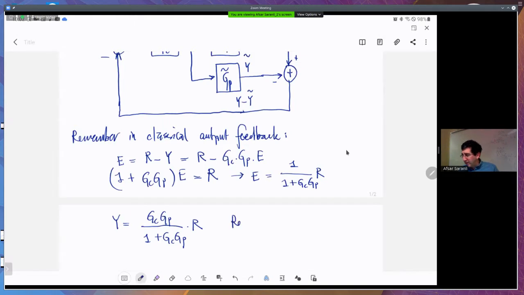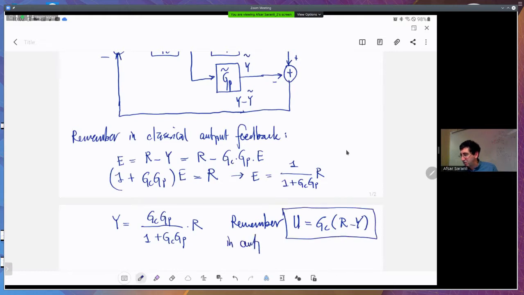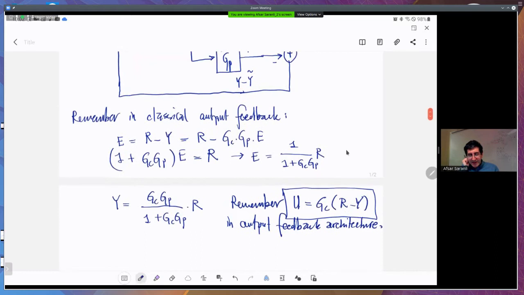But remember here that as part of this derivation, we also have u is equal to gc times r minus y. Okay, in let's say the output feedback architecture. So it basically shows how the controller comes into play in our original, classical output feedback.